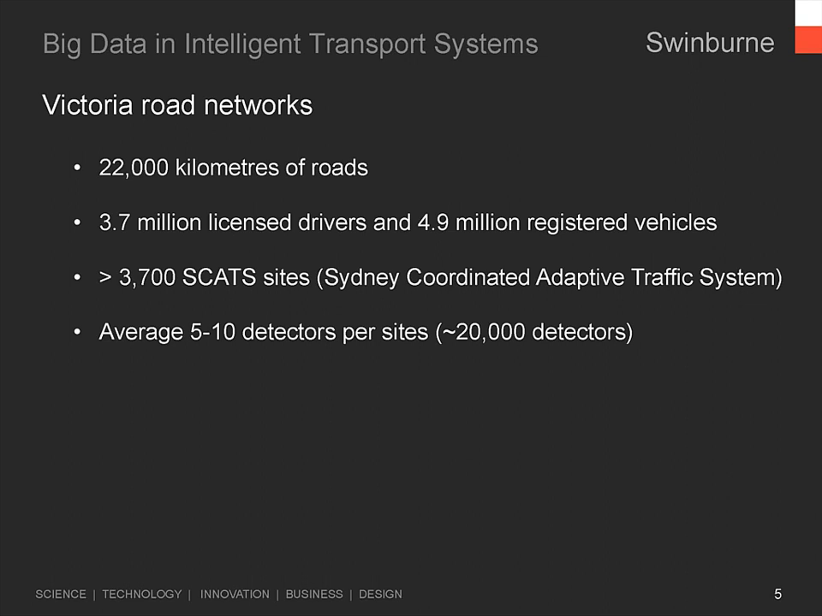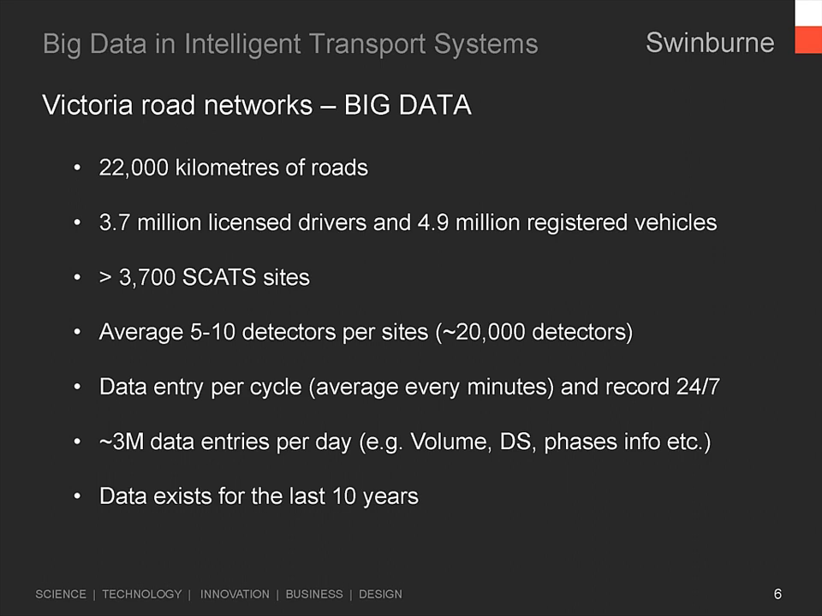On average, in each of these sites we have about 5 to 10 detectors, the loop detectors. So in total, we have about 20,000 detectors. And the data is recorded every cycle time, over 24 hours a day. There's a range of data that has been recorded, okay? If you do a back of envelope calculation, it's about 3 million data entries per day. And they've been recorded over the last 10 years.